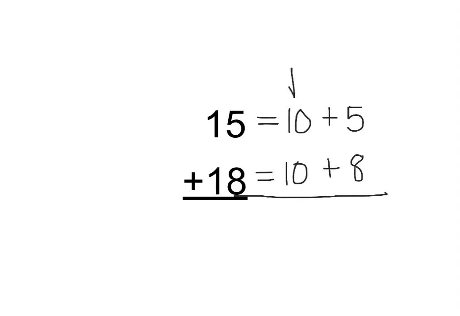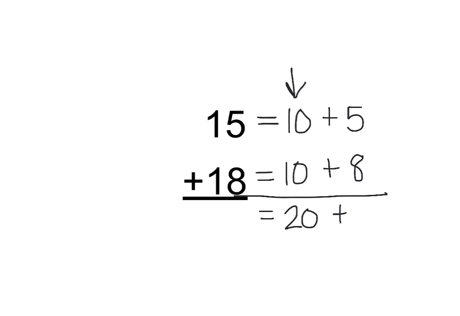Now we're going to add our tens column. So 10 plus 10 equals 20. And we're going to add 5 plus 8. Now the reason we've practiced all the other forms is so that you don't need to use your fingers. So if you want to, you can think of a 5 as a 2 and a 3. And then you have 10 plus 3.